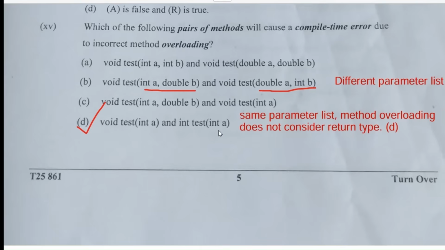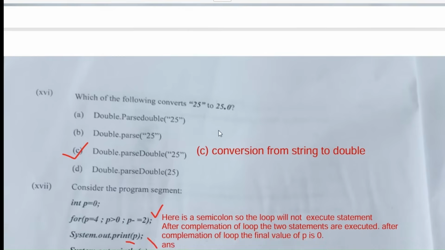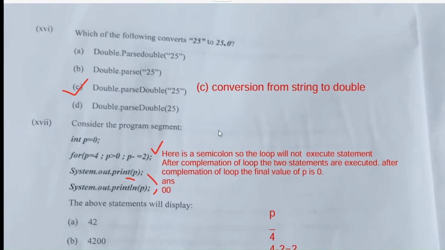Now, let's move to question 16. The correct answer is C, Double.parseDouble("25"), which converts the string 25 into a double value 25.0.